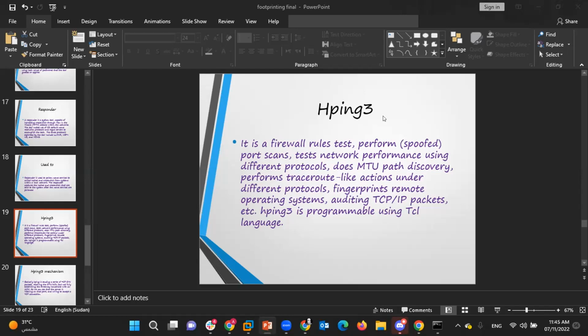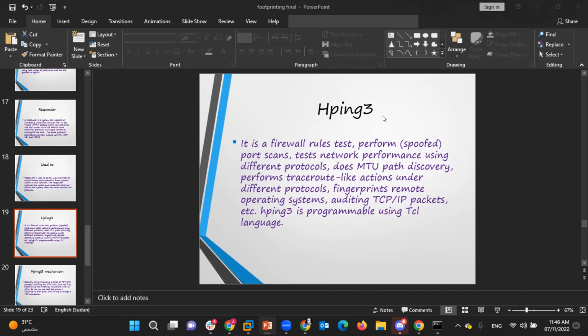It's a programmable tool using the TCL language. When it was first developed, and if you want to develop it further, add some features, or get more information from this tool, you should learn about TCL and make it better as you need.